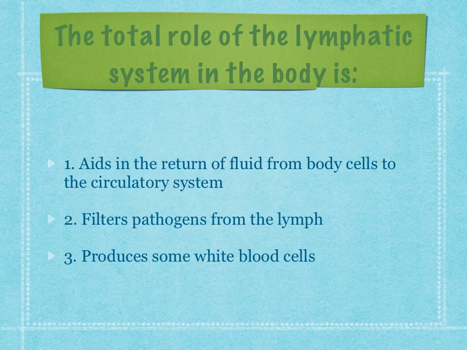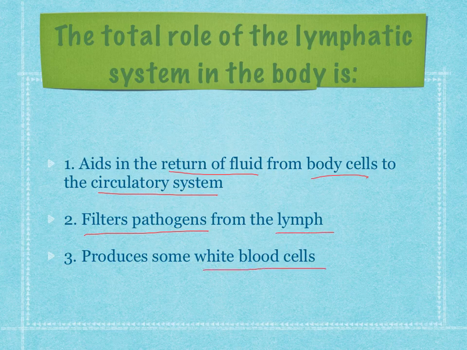The total role of the lymphatic system in the body can be broken down into three main parts. First, it aids in the return of fluid from body cells to the circulatory system. So we're returning fluid from body cells to the circulatory system. It also filters pathogens from the lymph, and it produces some white blood cells.